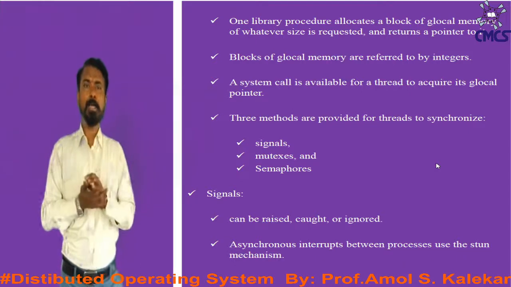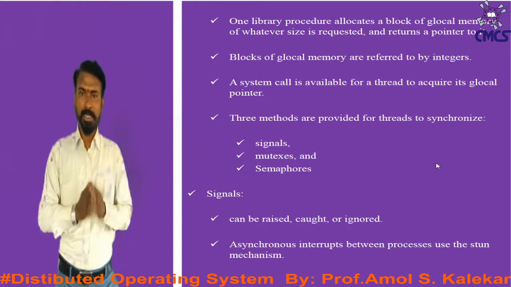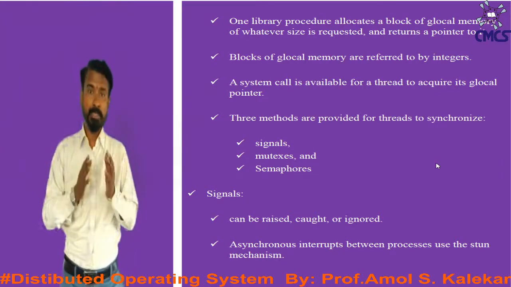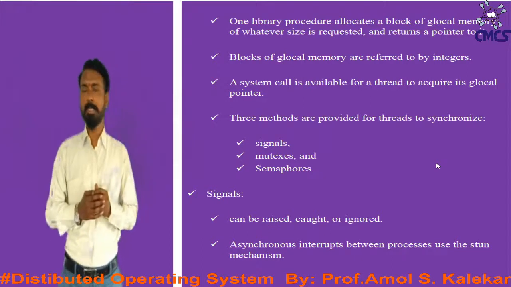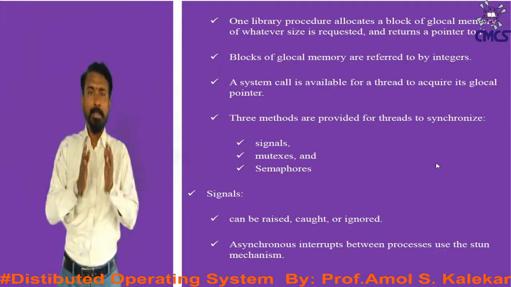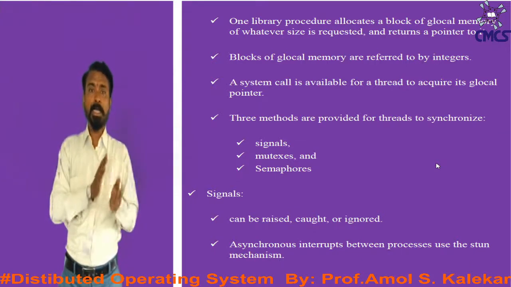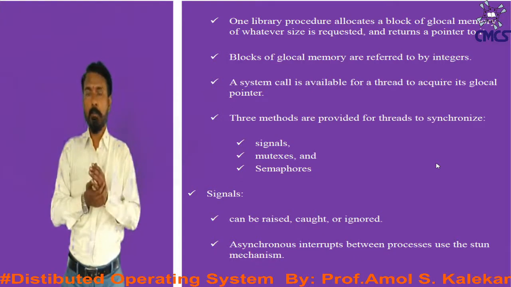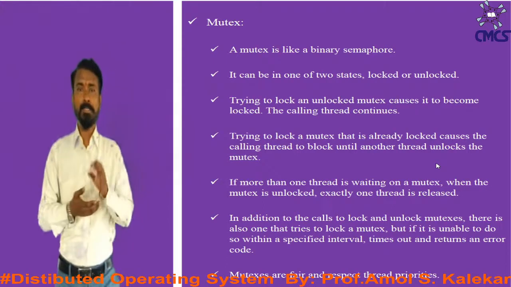Here, three methods are provided for the threads to synchronize. The first one is signals, the second one is mutexes, and the last one is semaphores. As far as the first one, the signal, is concerned, it can be reset, caught, or ignored. Asynchronous interrupts between processes use the stun mechanism. Then after, the second thing, that is the mutex.